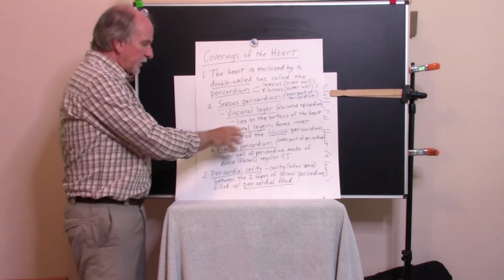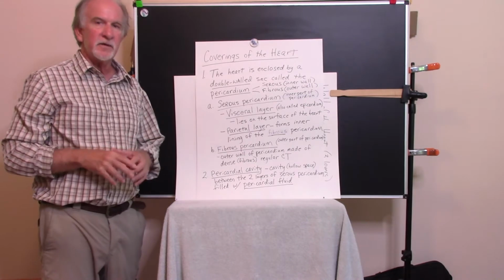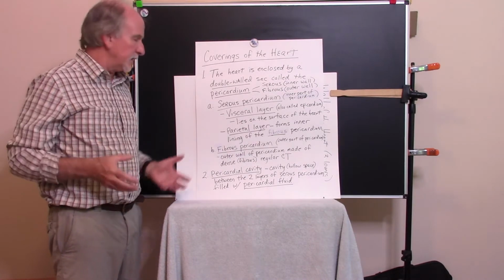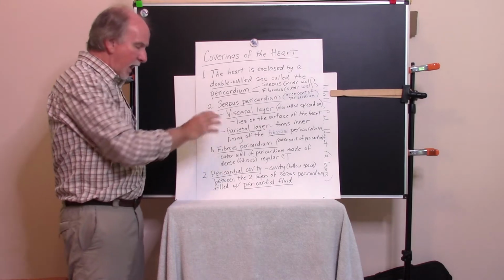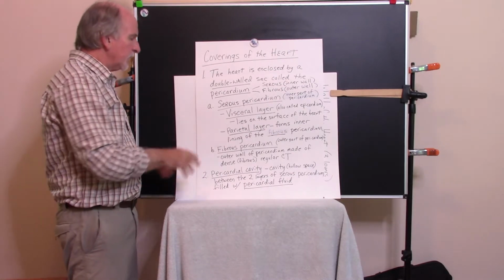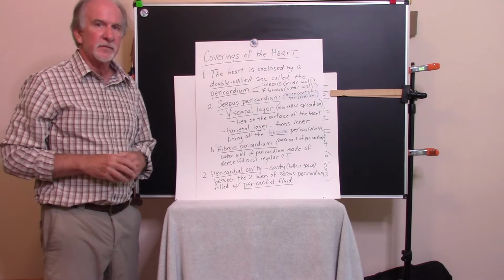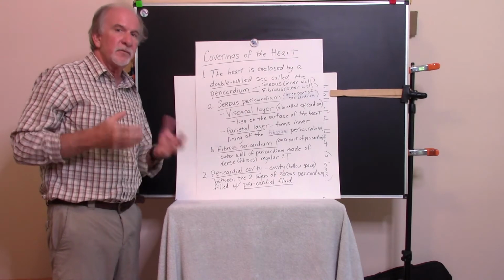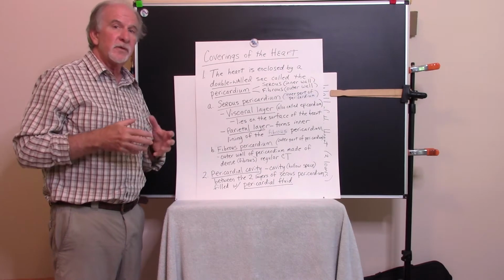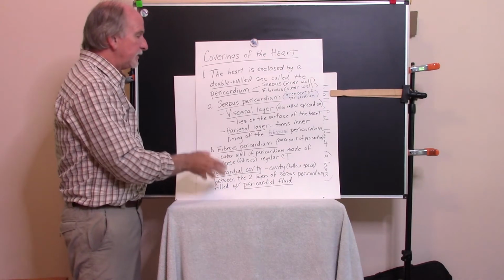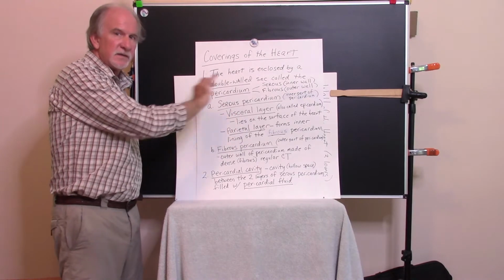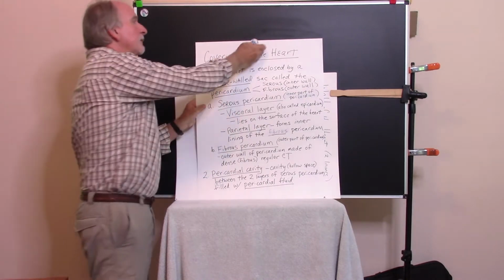The fibrous pericardium is made of a fibrous connective tissue, dense regular connective tissue, and it makes up the outer portion of the pericardium. There's a cavity filled with pericardial fluid called the pericardial cavity that's found between the two layers, the visceral and parietal layers of the serous pericardium.